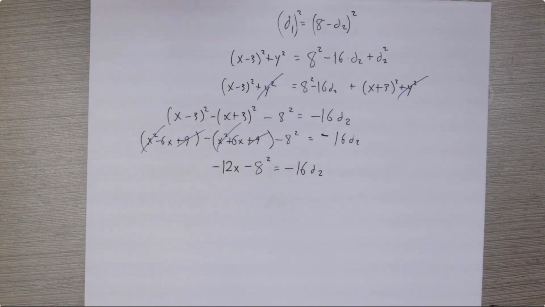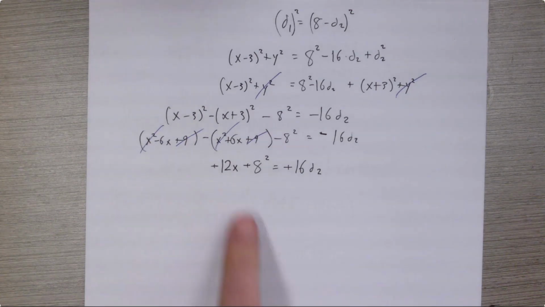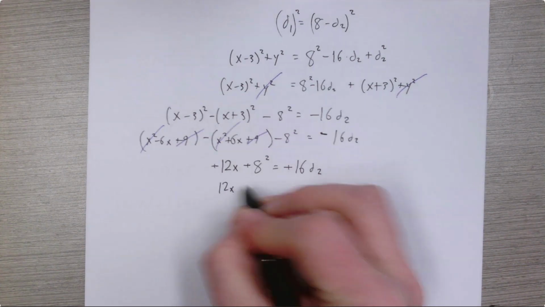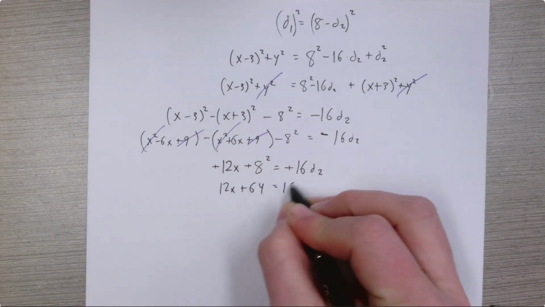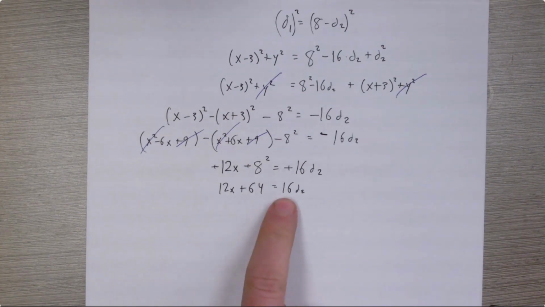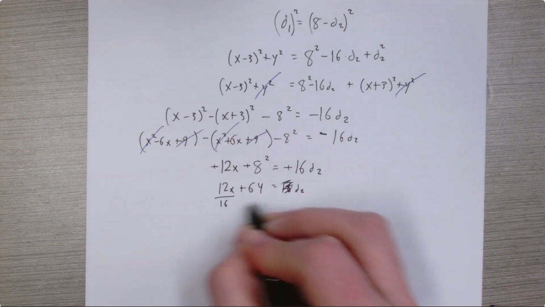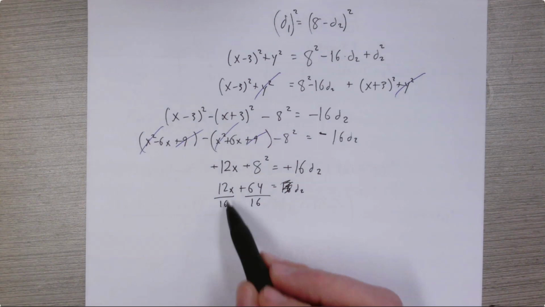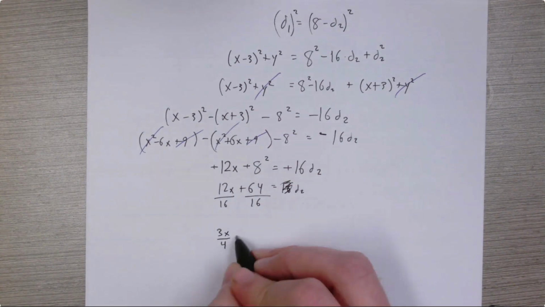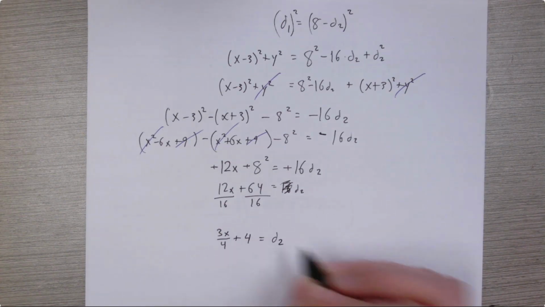So let's keep going. I'll multiply everything by negative 1 to get rid of the negatives. I'm noticing that I could be simplifying this. So now actually in order to simplify it, let's rewrite it as 12x plus 64 equals 16d2. So I can divide by, well maybe let's divide by 16 and see how everything simplifies. So if I divide by 16, that will be divided by 16 and this will be divided by 16. So 12 over 16 is just 3/4. 64 over 16 is just 4. So this is working out very nicely.